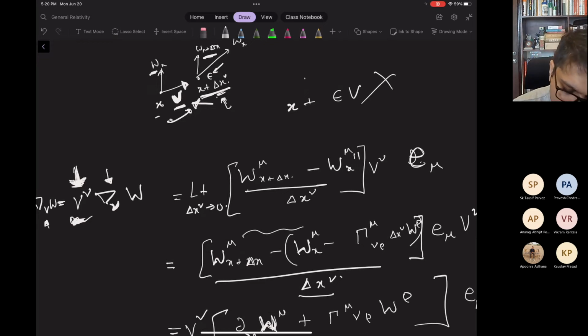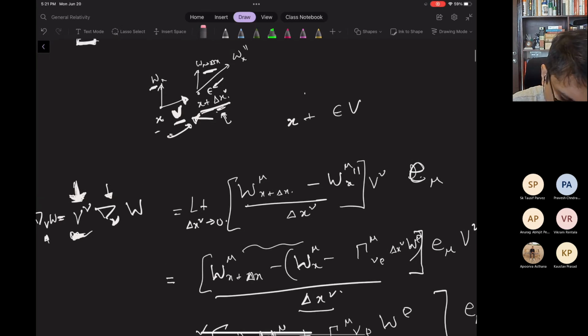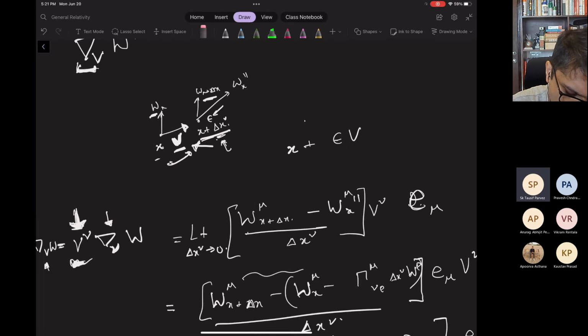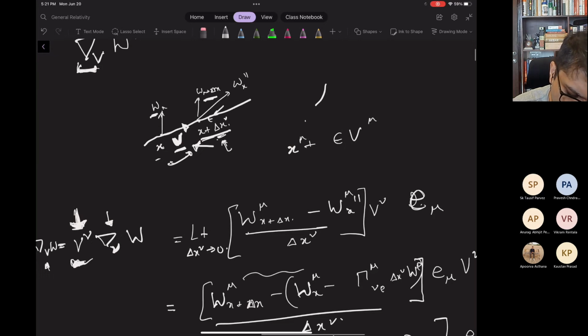So I want to say we're not displacing along this direction. Sir, and also from different paths we get different tangent vectors at the point x. From the different paths, we get different tangent vectors at the point x. Yes. Yeah, so this is along the curve, right?